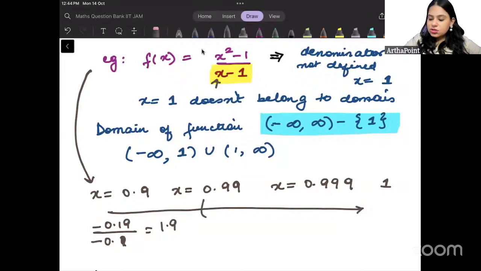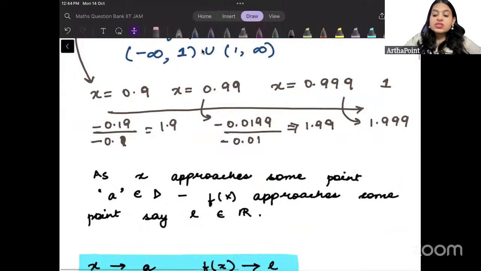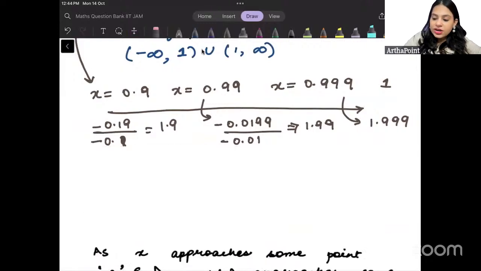Now you try and put this value. You will have 0.99 into 0.99, and then you can subtract 1 from it. So your numerator will be minus 0.0199, and then your denominator will be minus 0.01. So you will get 1.99 as the answer. When you put 0.999, you will get 1.999 as the answer. It means you are going to a value close enough to 2, very close to 2.